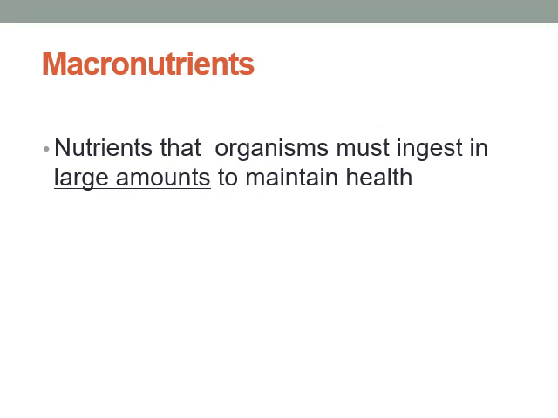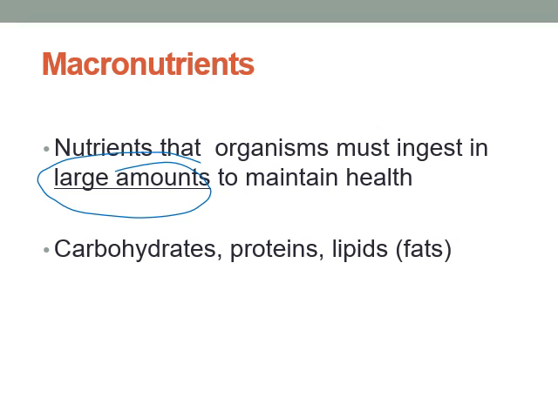Okay, so we talked about the macromolecules before, and we have 4 of them: carbohydrates, proteins, lipids or fats, as well as nucleic acids. So those translate into our macronutrients for the most part as well. These are nutrients that organisms must ingest in large amounts. Okay, so keep that in mind. This is large amounts. We do also have micronutrients, which we'll talk about in just a second.